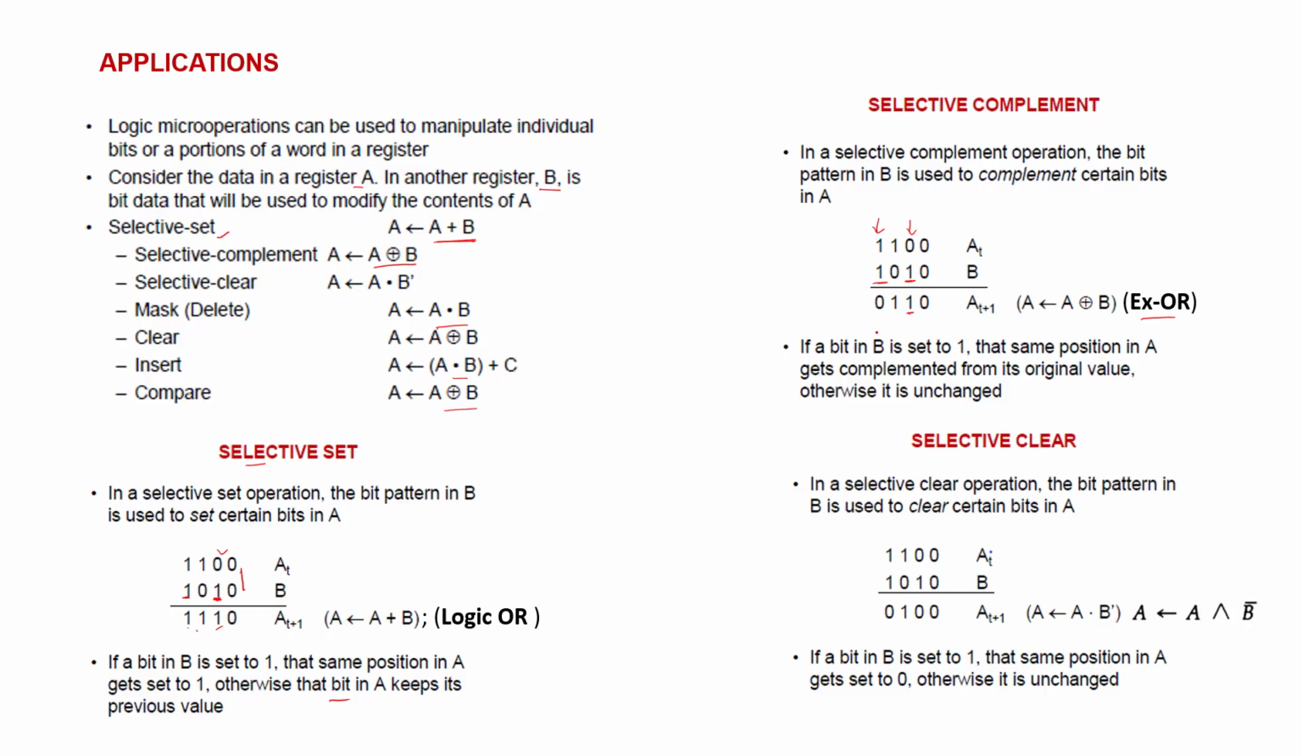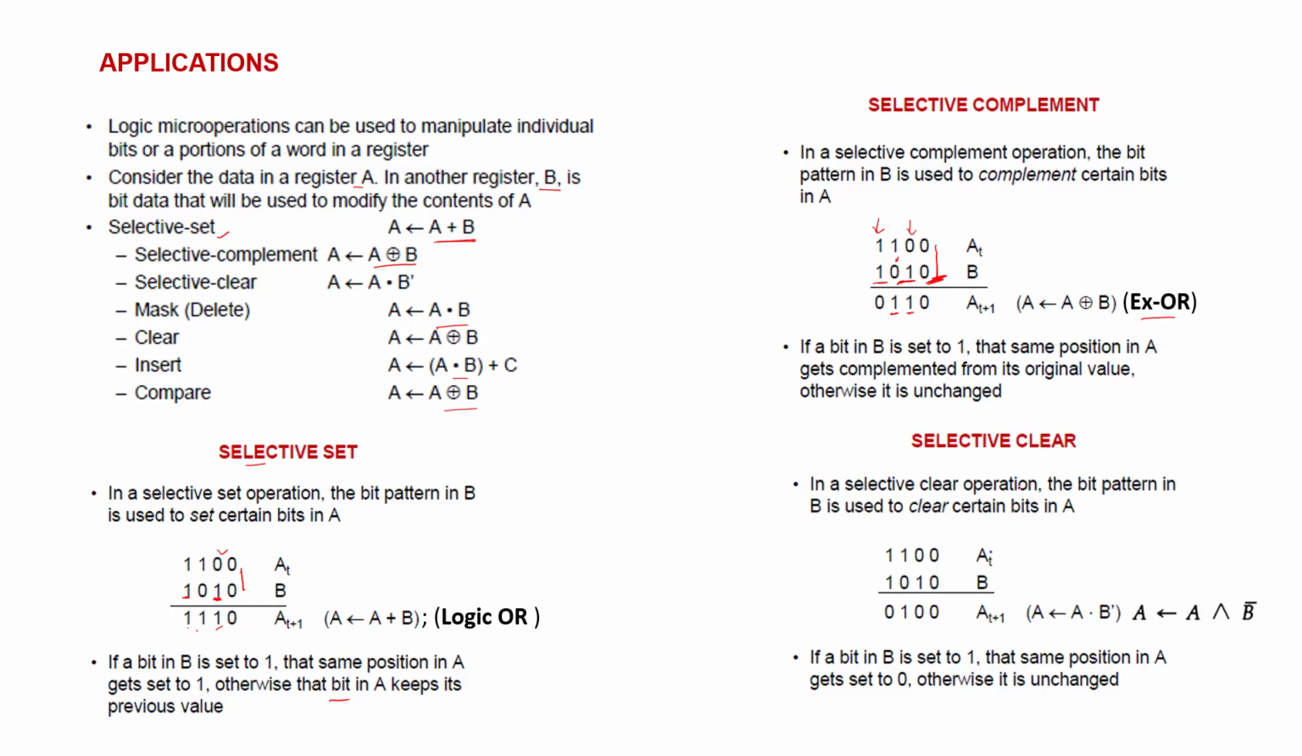So whenever a bit of register B is 1, then the corresponding bit of register A will be complemented. If it is 0, it will become 1. If it is 1, it will become 0. If the content of B is 0, then the corresponding bit will not change. Like here, B is 0, A is 0, it remains the same. Again here B is 0, so the corresponding bit of A will not change. So A is 1, that remains 1.